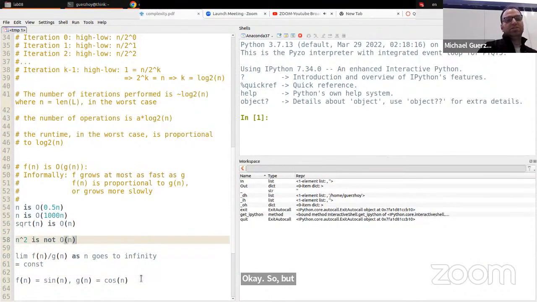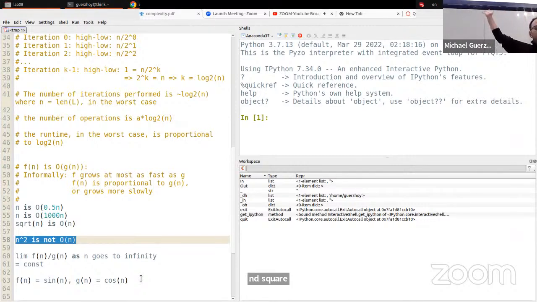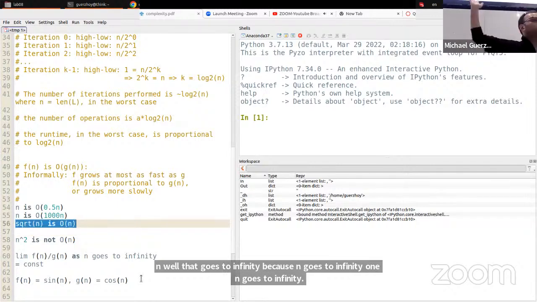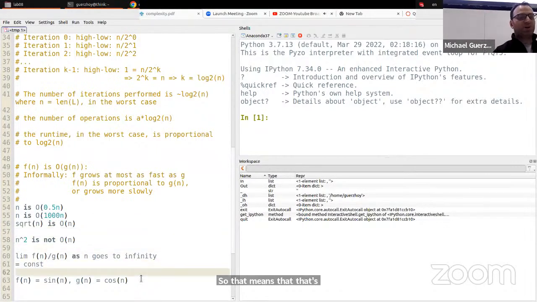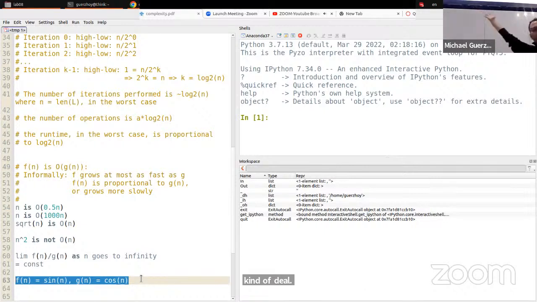So what about n squared being O of n? Well, n squared divided by n goes to infinity as n goes to infinity. On the other hand, the limit of square root of n divided by n goes to 0 because n grows much faster than square root of n. So that limit is just 0, and that's one of the possible constants. I was saying this definition doesn't quite work, and the reason is the case where f of n divided by g of n never settles into anything.